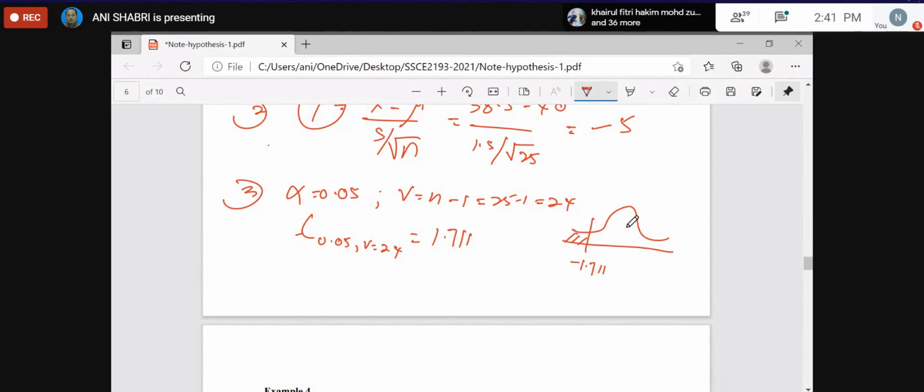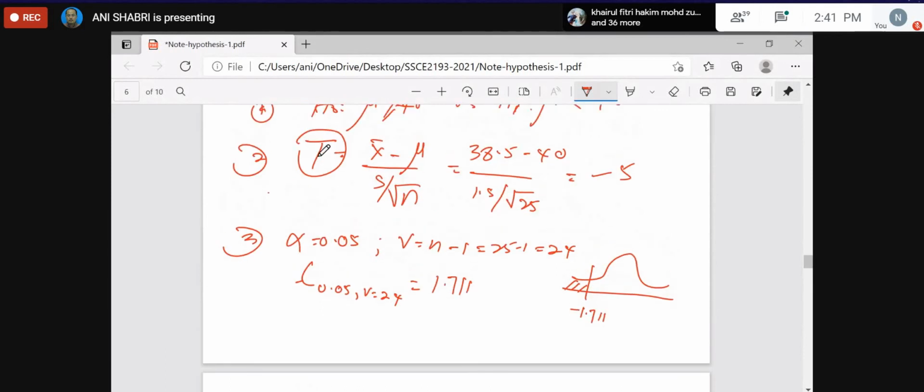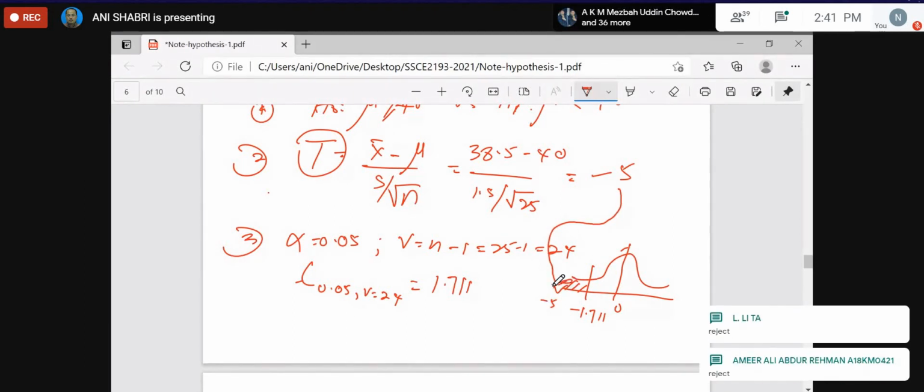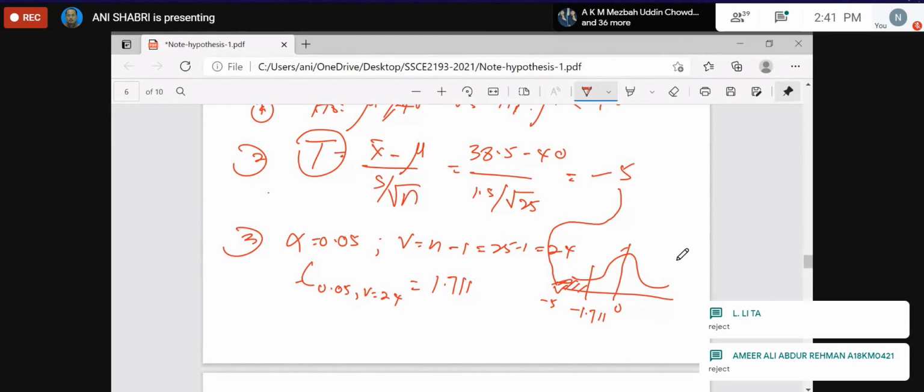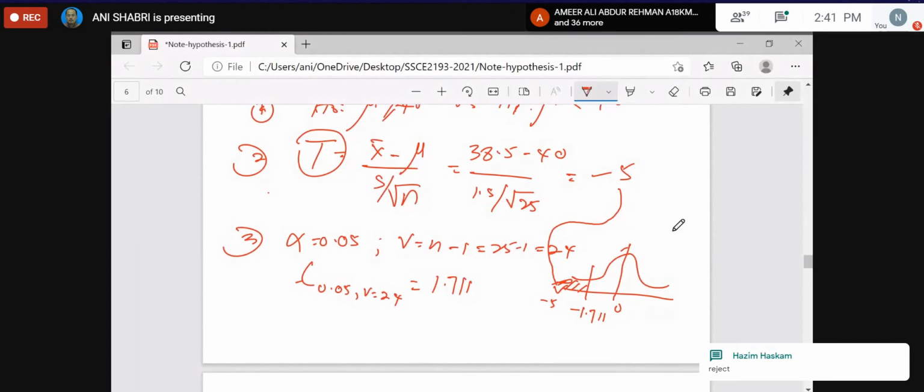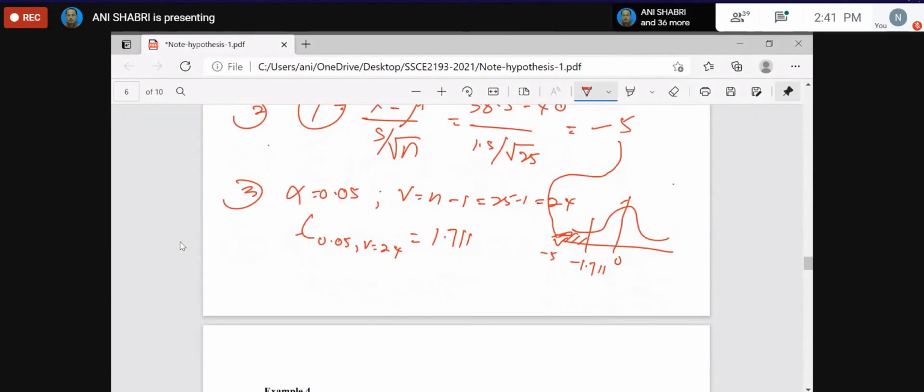Accept or reject? We get T from the sample, negative 5, and the border is negative 1.711. Look, negative 5 is here. Do we accept or reject? Reject. For this one, we reject. Okay, the conclusion, number 4: we reject H0.